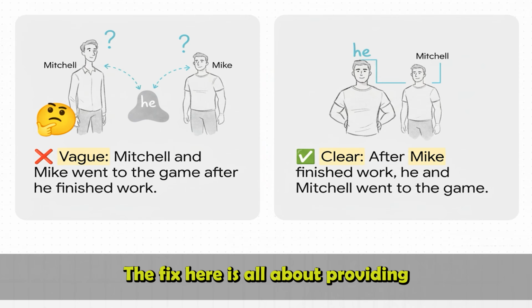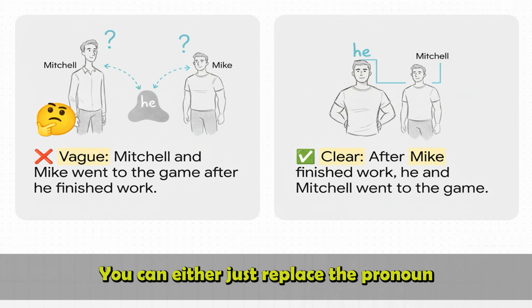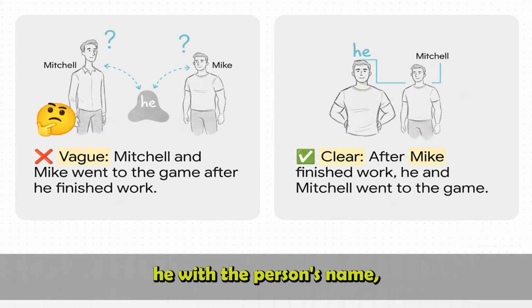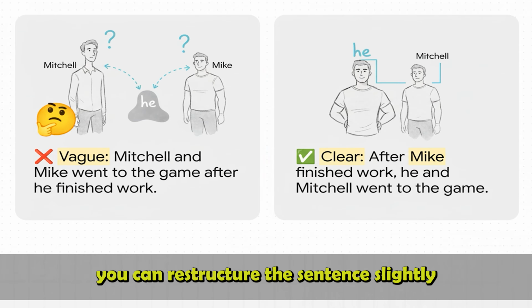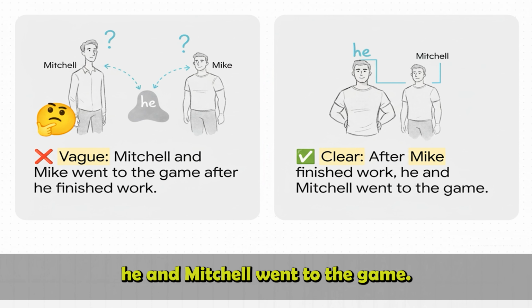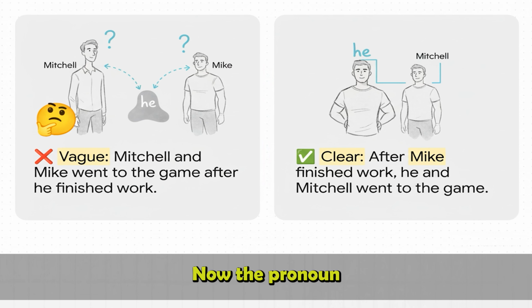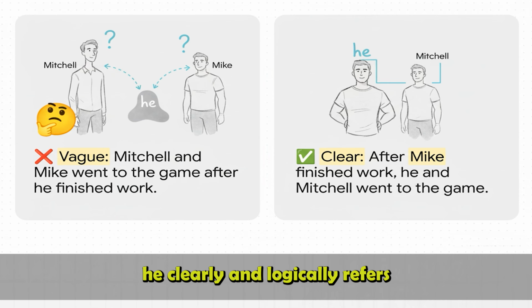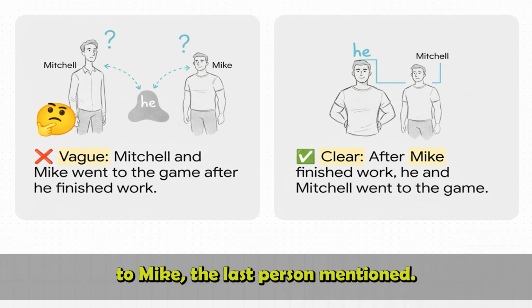The fix here is all about providing absolute clarity. You can either just replace the pronoun he with the person's name, or, as in the corrected example, you can restructure the sentence slightly to make the reference unmistakable. After Mike finished work, he and Mitchell went to the game. Now, the pronoun he clearly and logically refers to Mike, the last person mentioned. Problem solved. No more confusion.